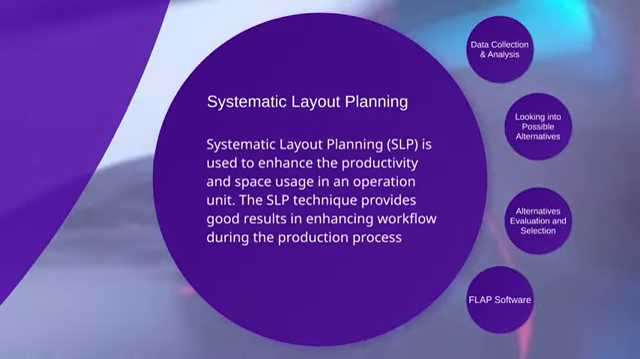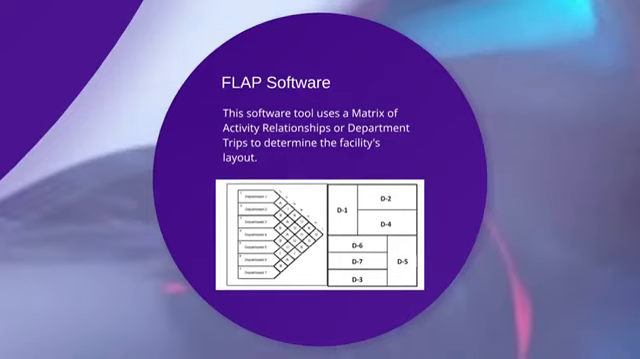So next, we'll discuss the FLAP software, of course. This software uses a matrix of activity relationships, or department trips, to determine the facility layout. Between each department, we enter the importance of one department's link to another department, or the importance of it being next to the other department.